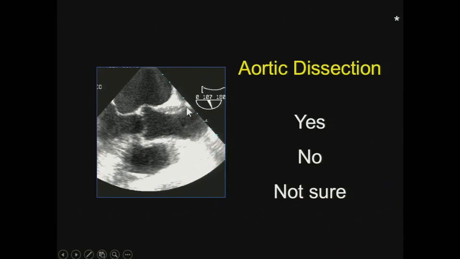Okay, here is a still frame. Dissection: yes, no, or not sure? How many say yes? No? Not sure? Okay. Well, the abnormality here is, you see this aortic wall, it's thicker, with kind of smooth echoes over there. So that should raise a suspicion of intramural hematoma. Okay.